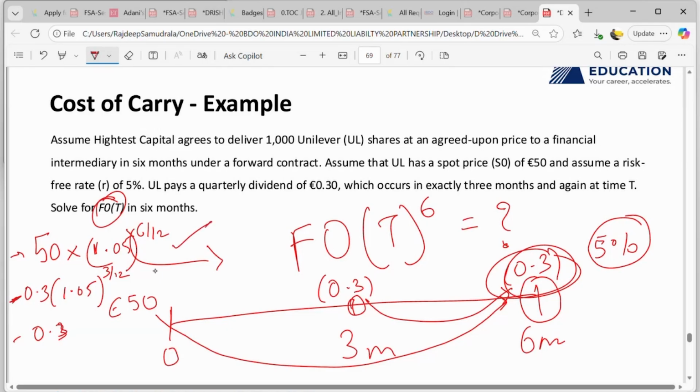This is my cost of carry. This is my benefits for 3 months. This is my benefit in the last 3 months. Clear? Good. Any questions? What's your answer now? Tell me. Based on this maths, only these 3 things you have to look at.